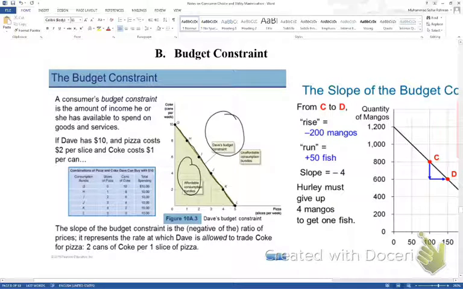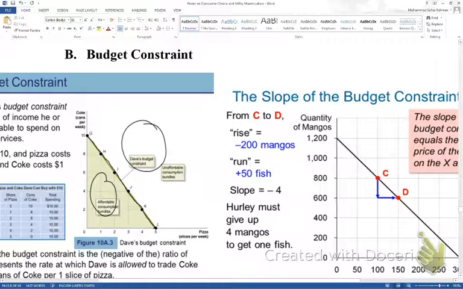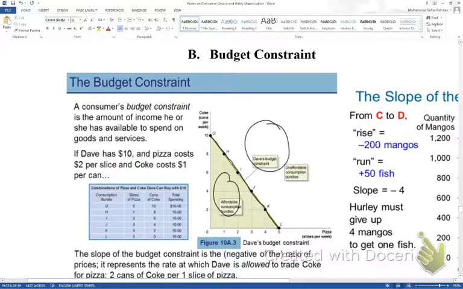A consumer budget constraint is the amount of income he or she has available to spend on goods and services. So it's a very simple idea. So notice that Dave has $10, pizza costs about $2, and Coke costs about $1. So based on the income that Dave has, our table shows different combinations of goods and services that Dave can purchase, right? So G indicates 0 slices of pizza and spending all money on Coke. That would give you $10.